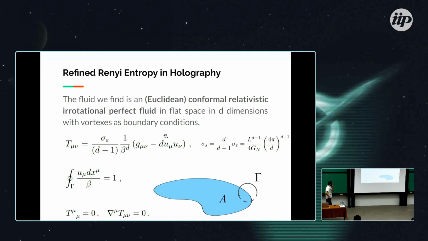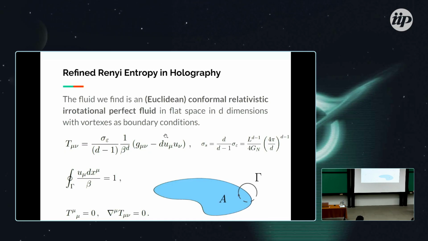So to characterize entirely the system and to be more specific, we find the fluid to be a Euclidean conformal relativistic irrotational perfect fluid in flat space in d dimensions. The structure of the T mu nu that we get for our reduced state is of this form. This is G mu nu, the background metric. This is U mu, the Euclidean fluid velocity, in the sense that it squares to +1 instead of -1, if you're familiar with this type of models. And this is beta. Both beta and U are functions of all the boundary coordinates.